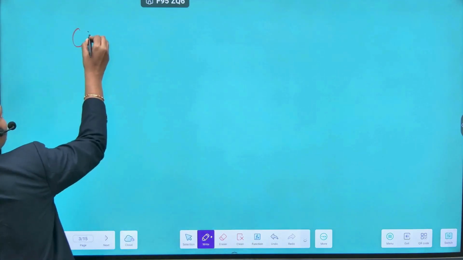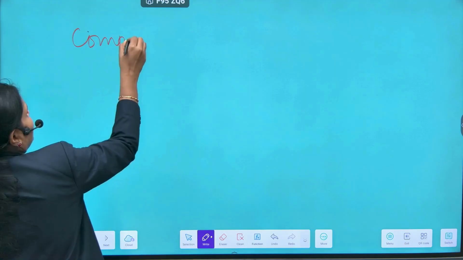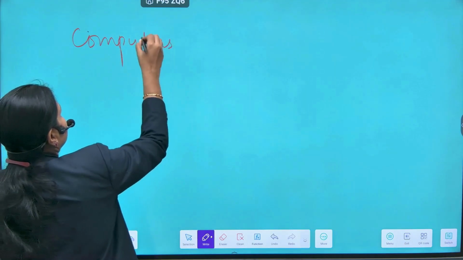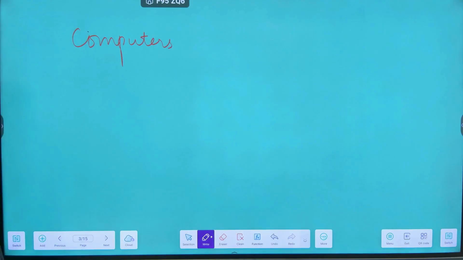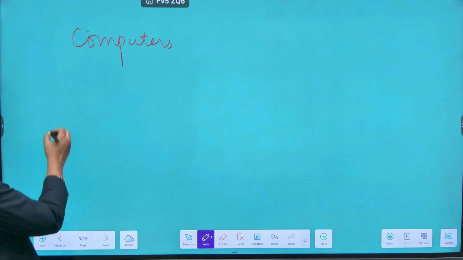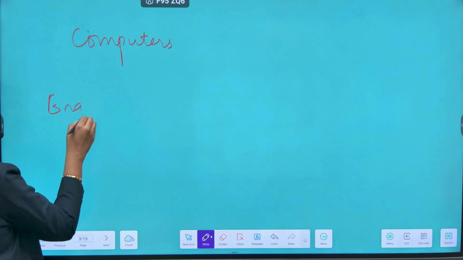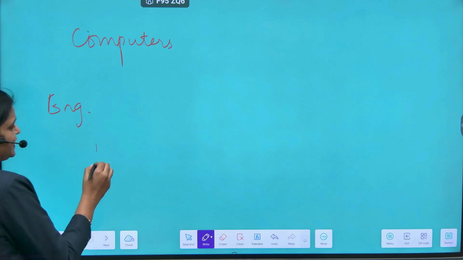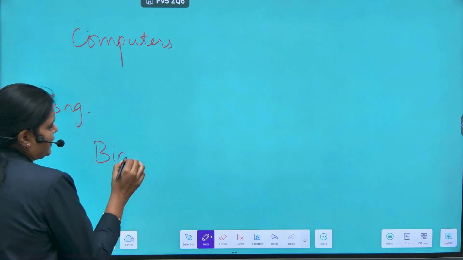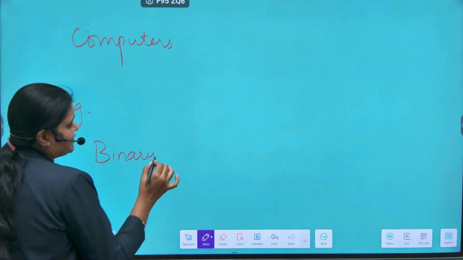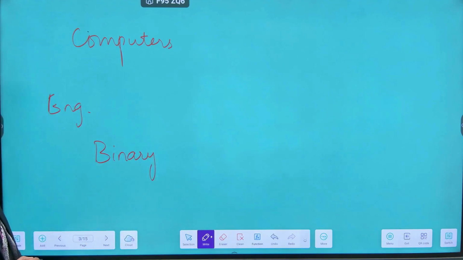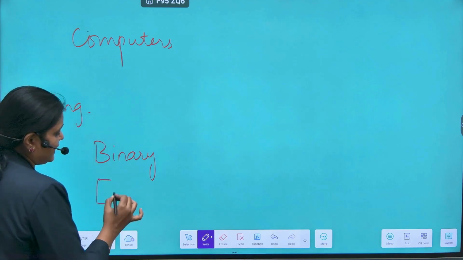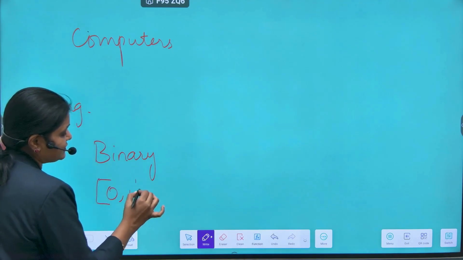We use languages to communicate with each other. There are many languages that we use, like English, Telugu, Hindi, etc. But the computer cannot understand all these languages. It can understand only one language, that is the binary language. So what is a binary language? Binary is zero and one. It understands only zeros and ones.